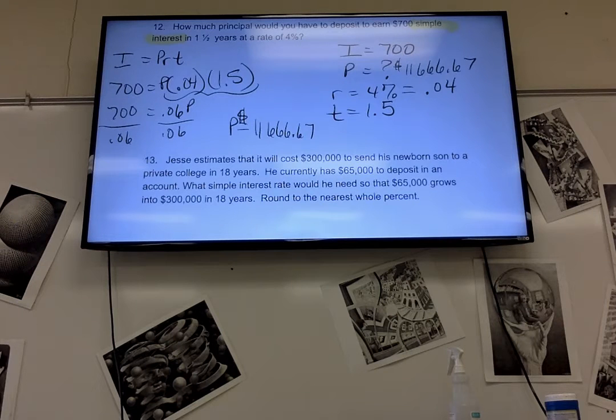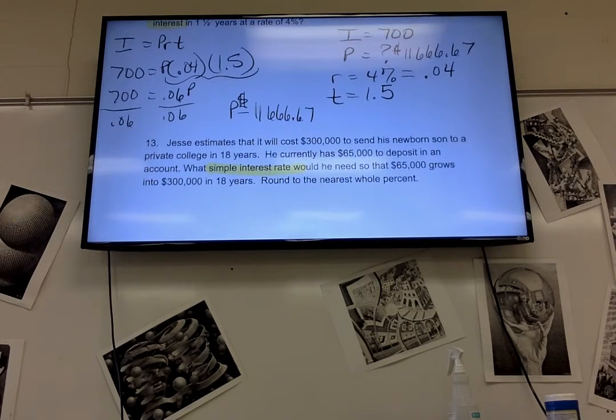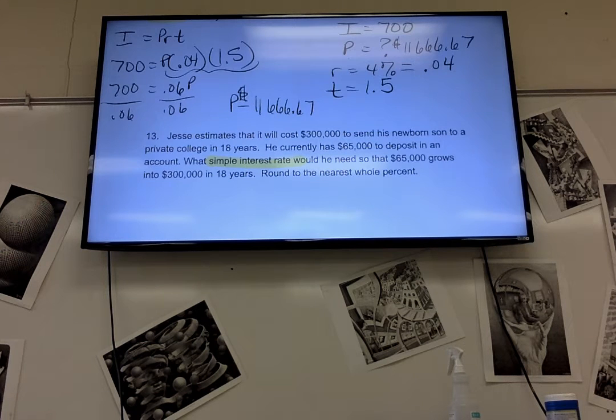Jesse estimates that it will cost $300,000 to send his newborn son to a private college in 18 years. He currently has $65,000 to deposit in an account. What simple interest rate, again simple, would he need so that $65,000 grows into $300,000 in 18 years? Round to the nearest whole percent. So again, it's I equals PRT.